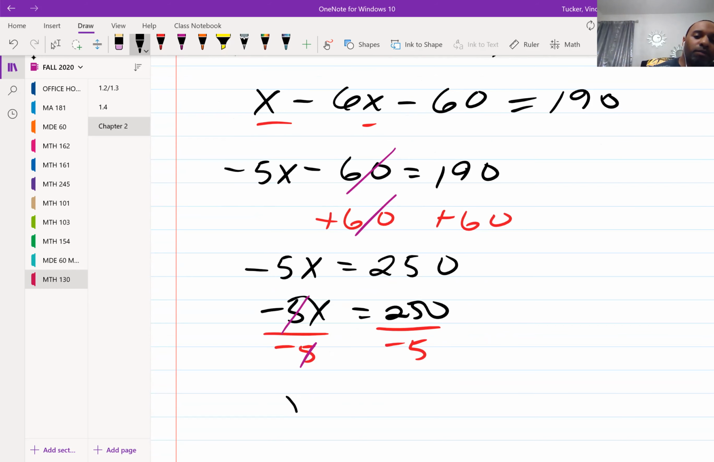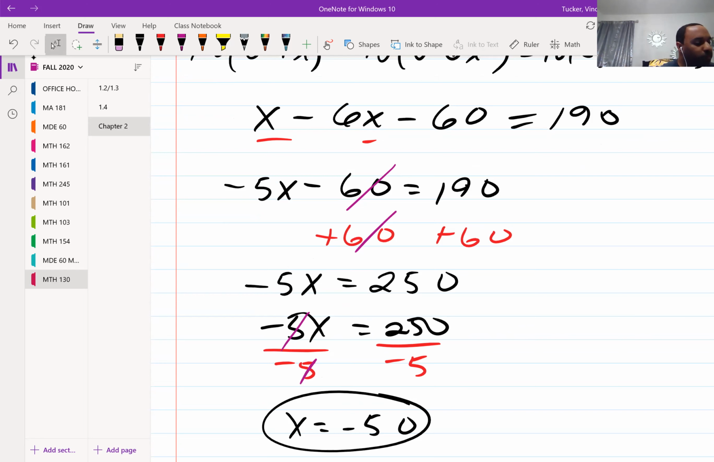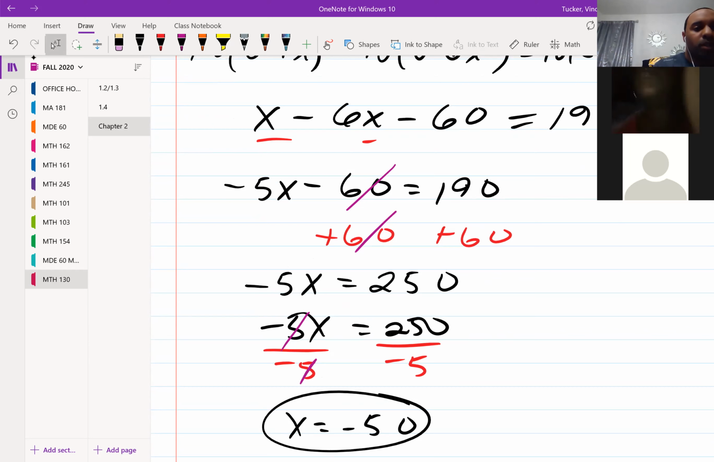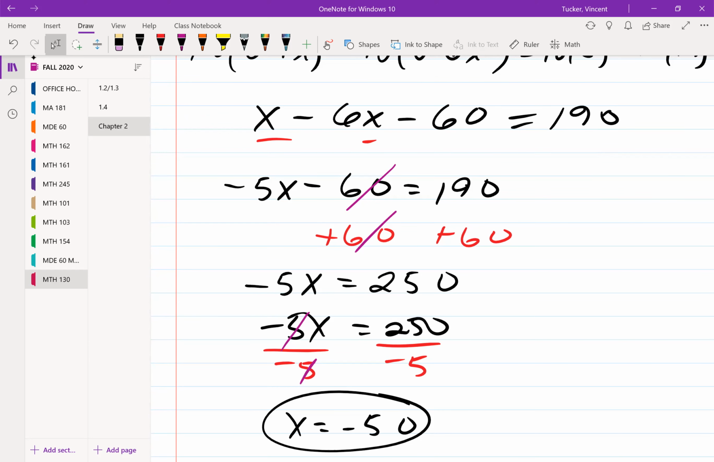X is equal to negative 50. All right. Questions on that?